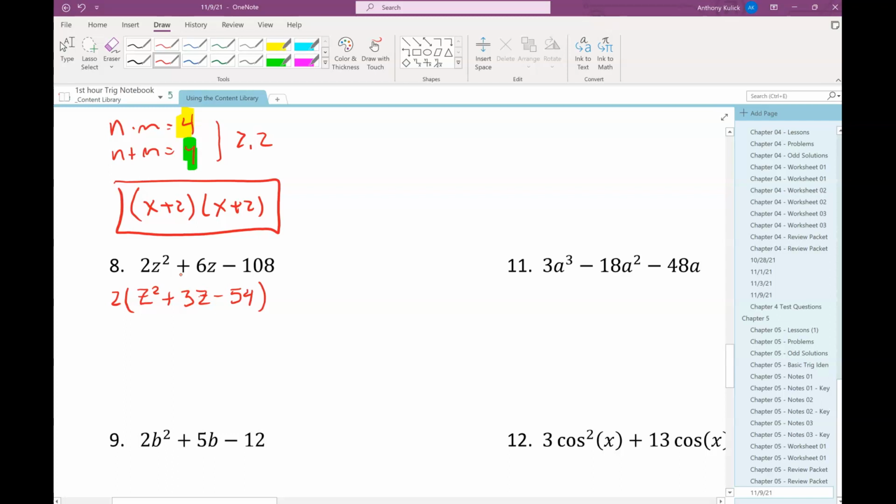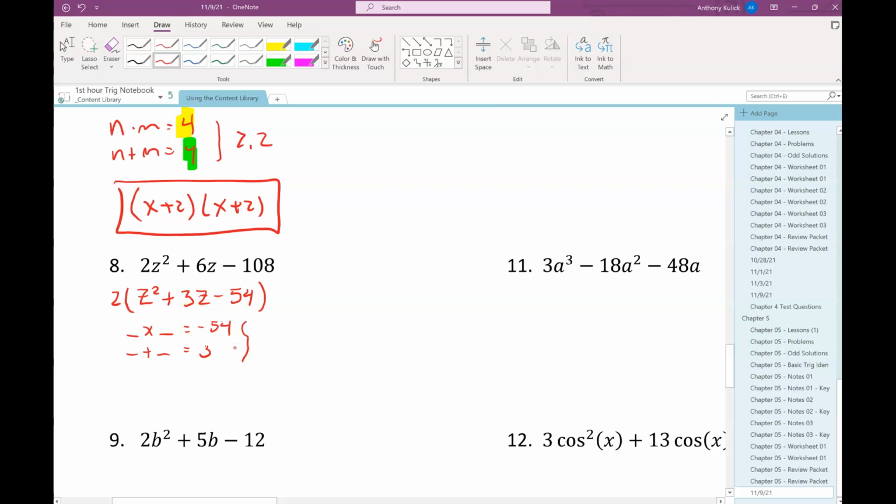How many terms do I have? 3. Is it in the quadratic form? Yes. Is the leading coefficient 1? Yes. So we should be able to do the short factor. I'm looking for two numbers that multiply to give me negative 54 and add to give me 3. Anybody see those two numbers?